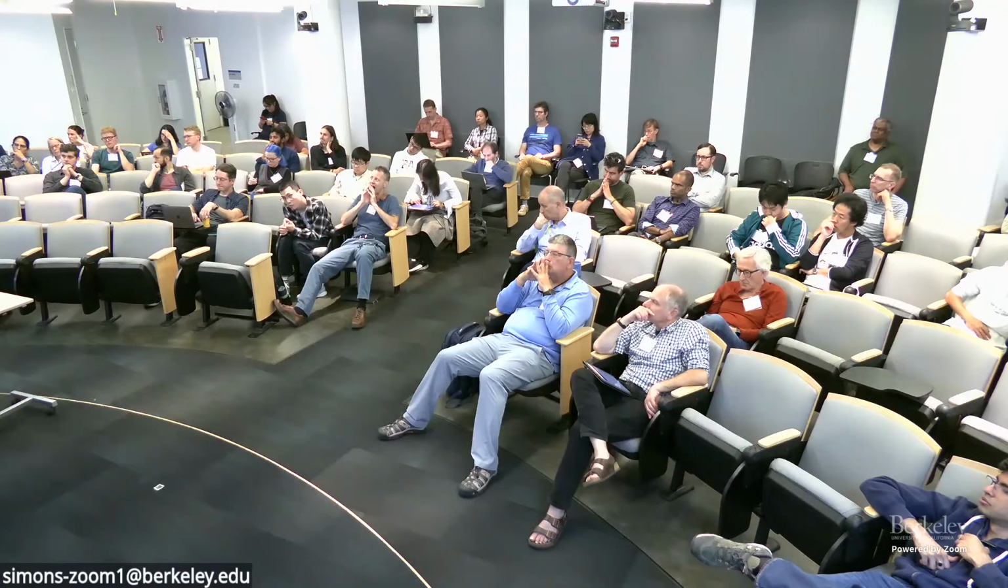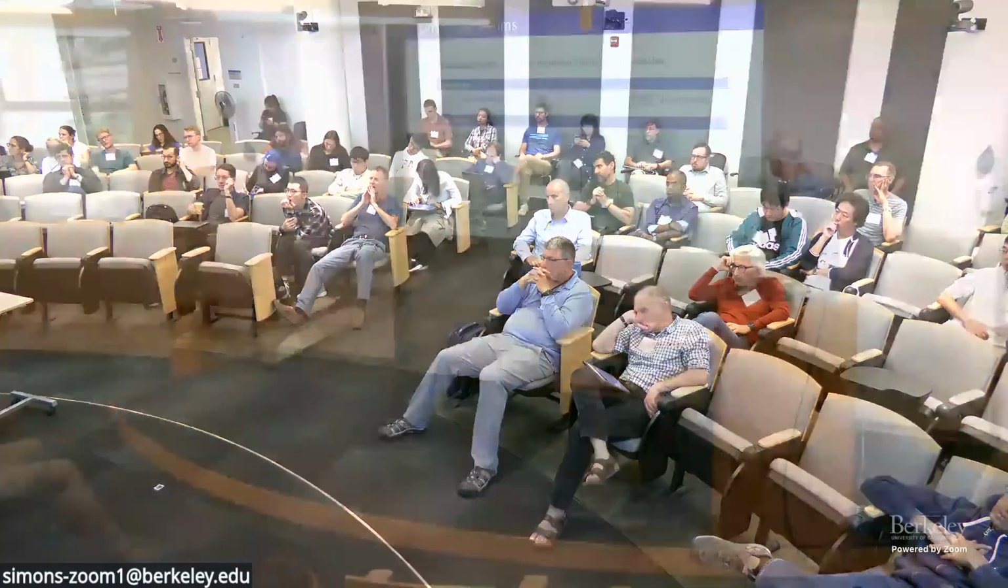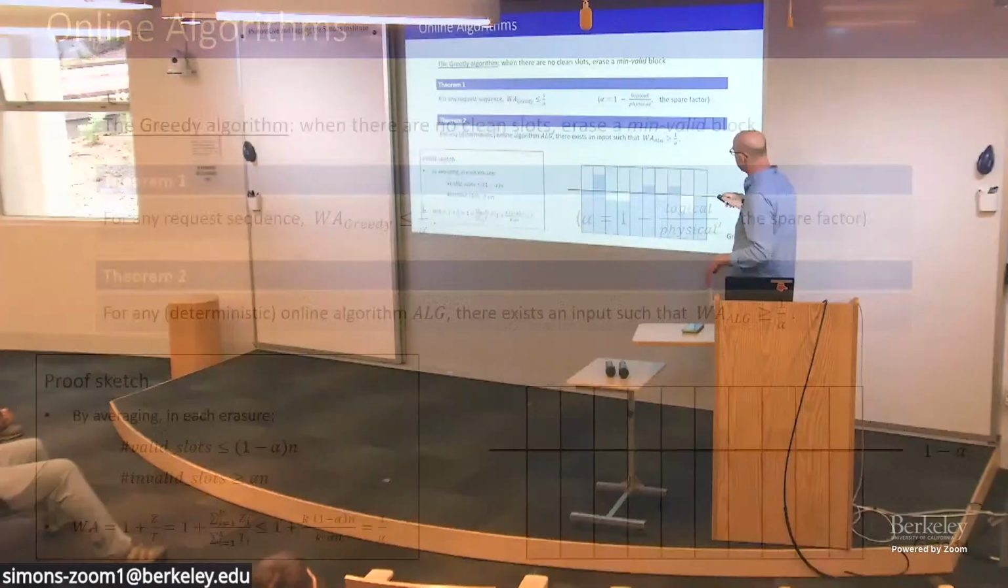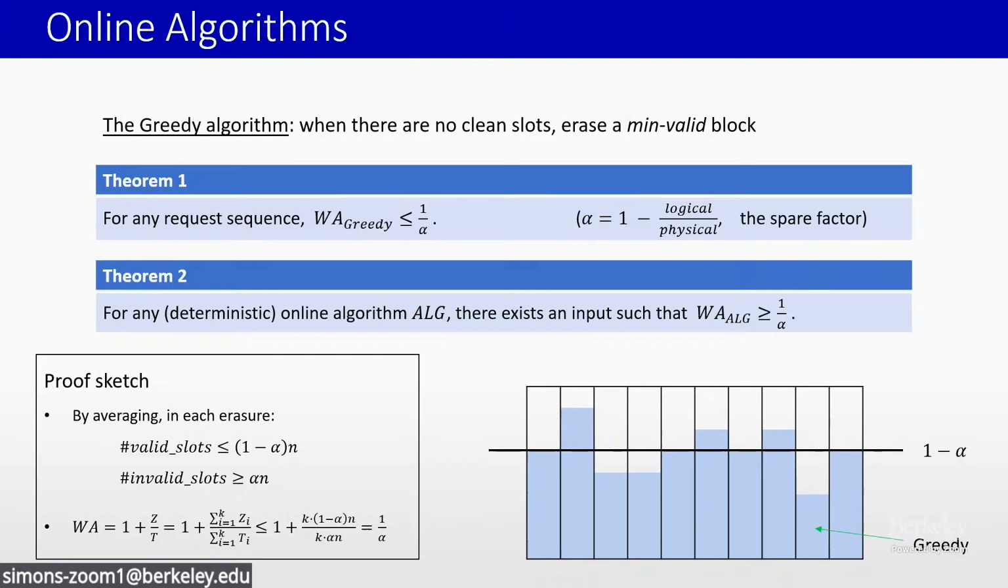And now I can turn this argument around and show that for any deterministic algorithm, its write amplification is going to be 1 over alpha. And as an adversary, I'm just going to make sure that all the blocks are very balanced.